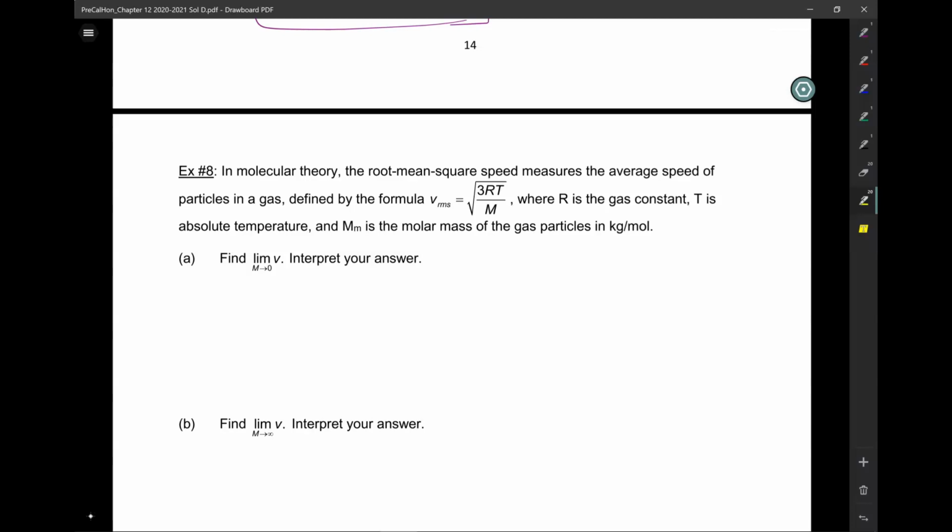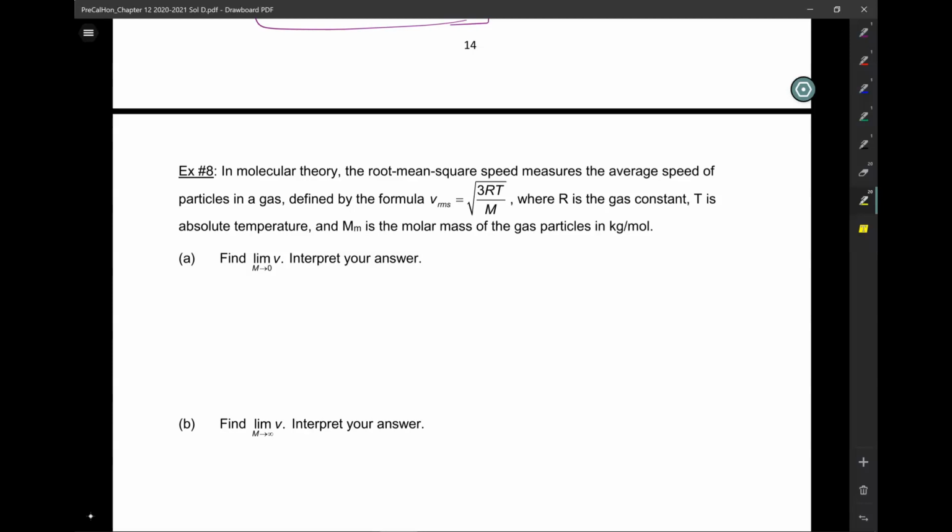So, in molecular theory, the root mean square speed. Are you guys in AP Chem? No? Okay. The root mean square measures the average speed of a particle in a gas defined by this formula. You don't need to have any knowledge of anything having to do with molecules and how they travel. We are given a formula. You need, however, to be able to sift through the words and understand the relevant information.